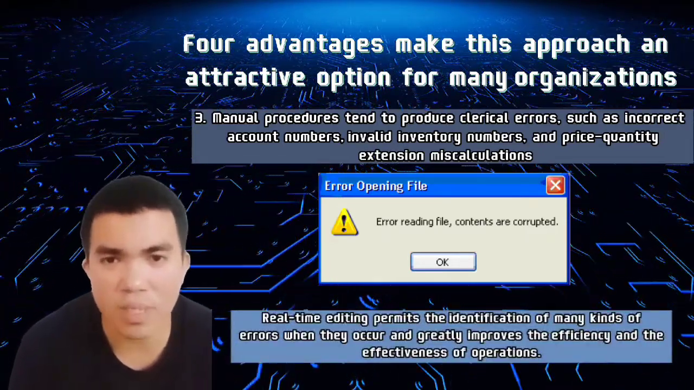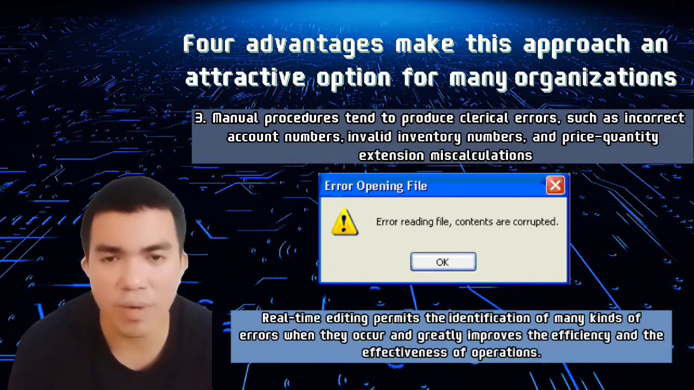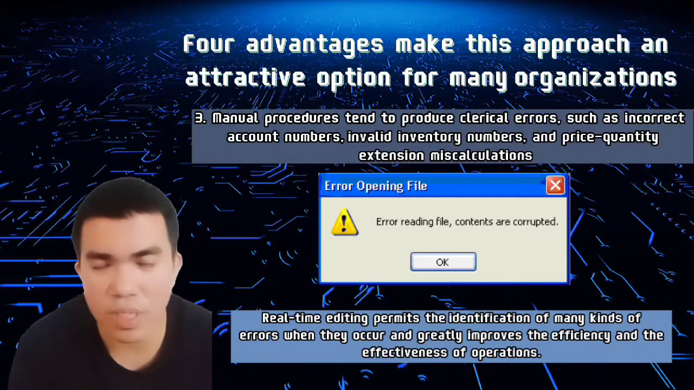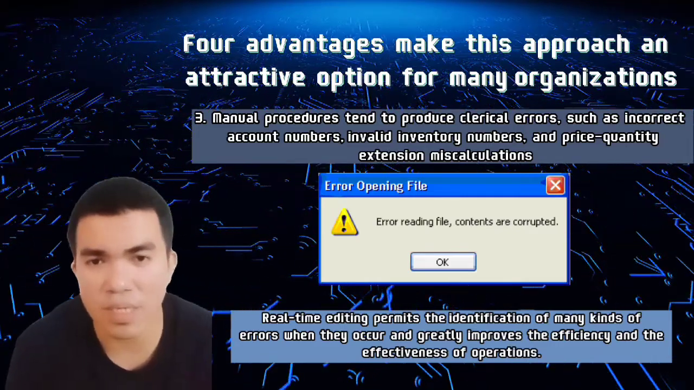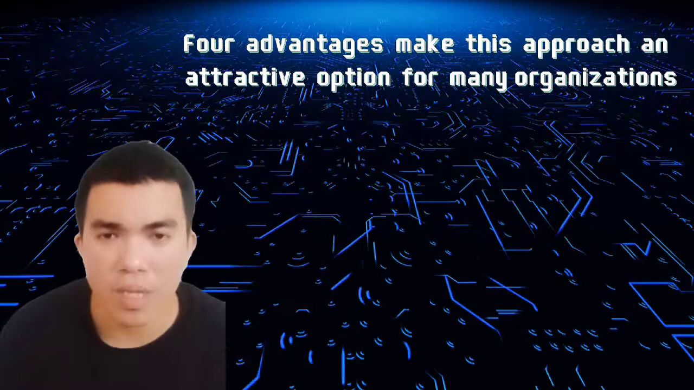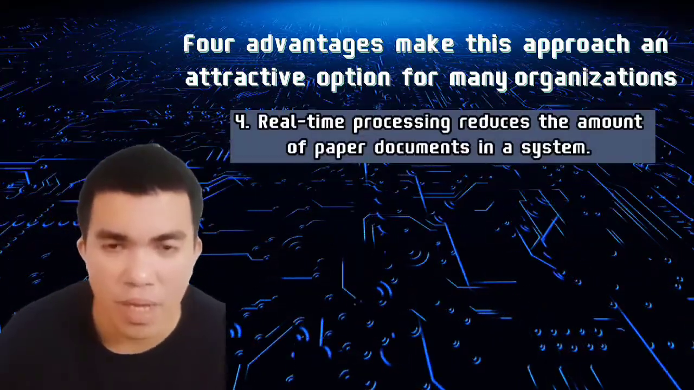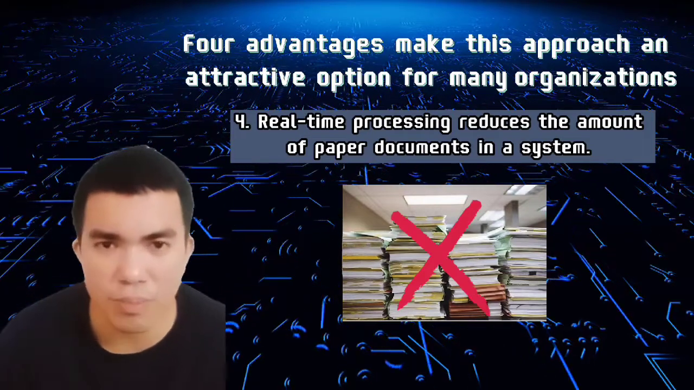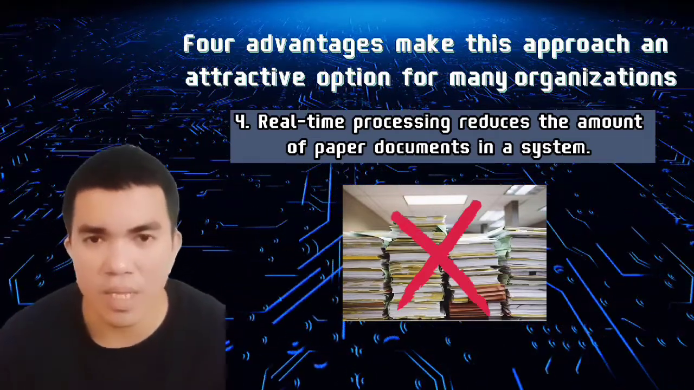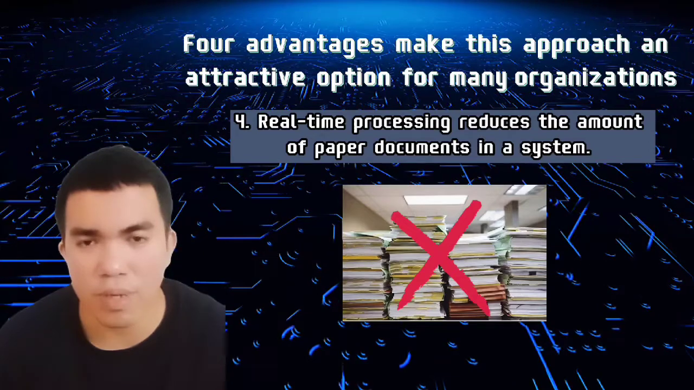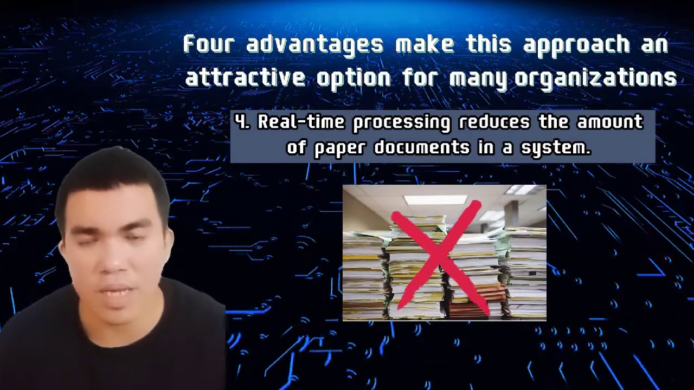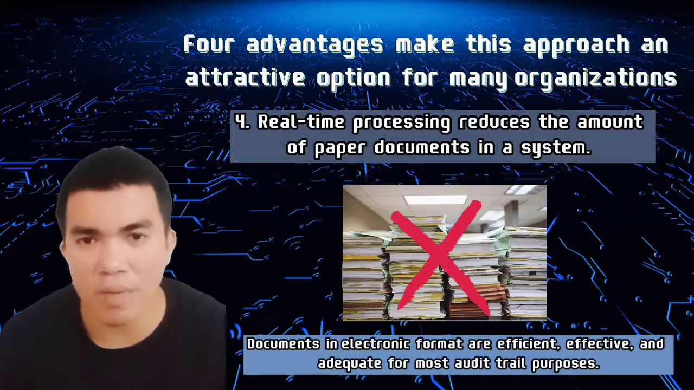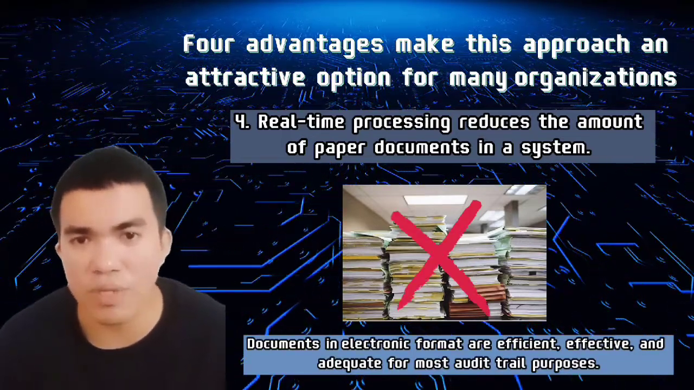Real-time editing permits the identification of many kinds of errors when they occur and greatly improves the efficiency and effectiveness of operations. Number 4. Real-time processing reduces the amount of paper documents in a system. Hard copy documents are expensive to produce and clutter the system. The permanent storage of these documents can become a financial and operational burden. Documents in electronic format are efficient, effective, and adequate for most audit purposes.